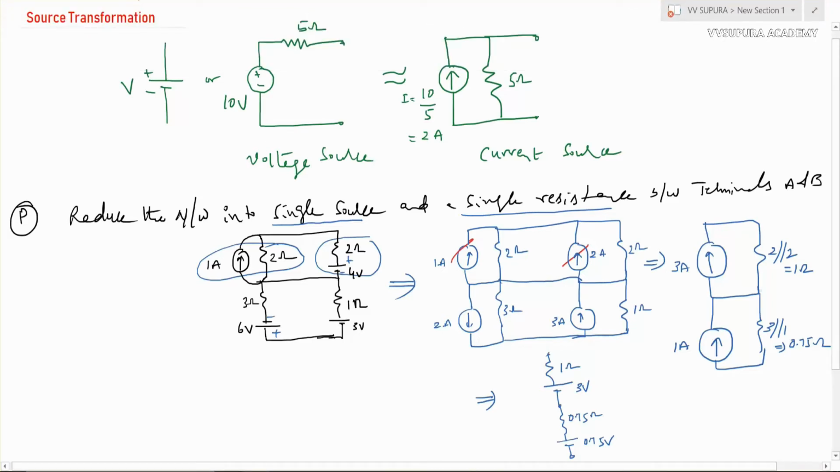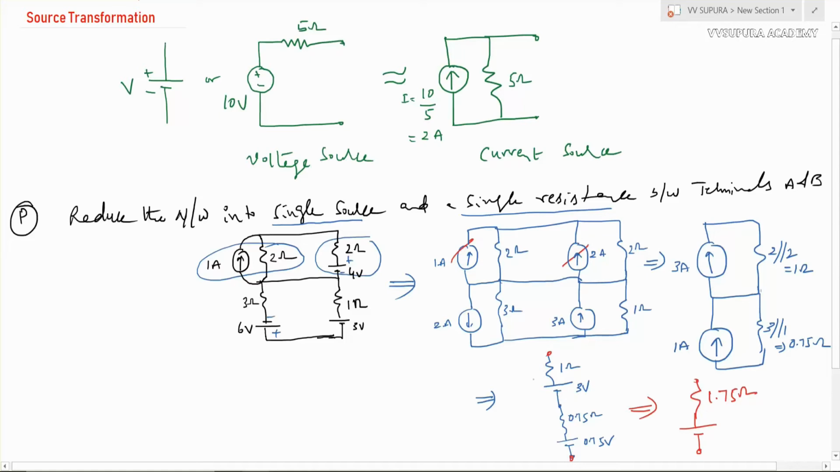So this is the network. These are the two terminals. Now I can write that 1 ohm and 2 ohms are connected in series. I can finally write one resistor, that is 1.75 ohms, and if I apply KVL in this network, I can write 0.75 volts and 3 volts. Both are in the same direction.